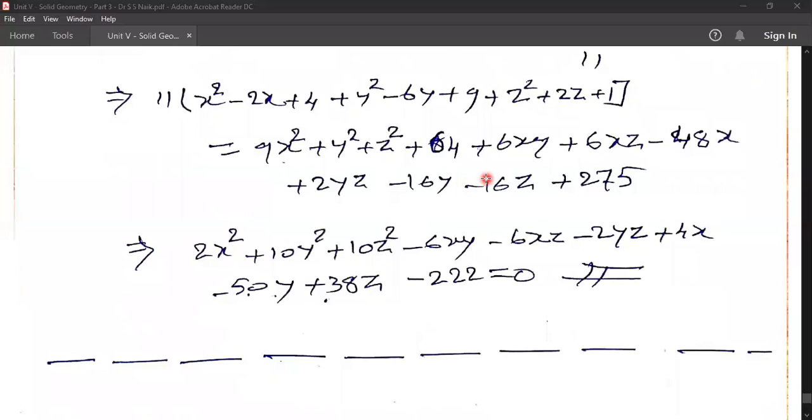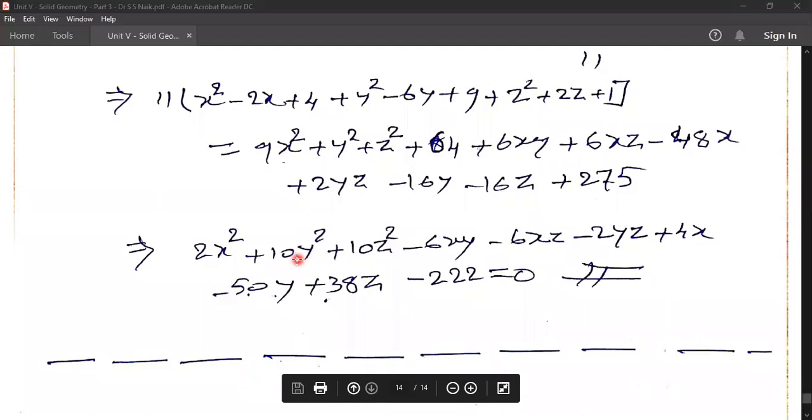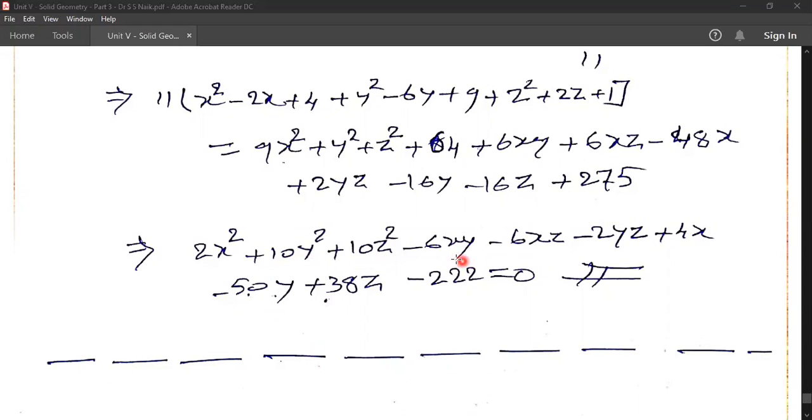Then when we go on simplifying, you get 2x square plus 10y square plus 10z square. Here you are having 11x square, and this is minus 9x square, which becomes equal to 2x square. Similarly, all other values. So 2x square plus 10y square plus 10z square minus 6xy minus 6xz minus 2yz plus 4x minus 50y plus 38z minus 222 is equal to 0.